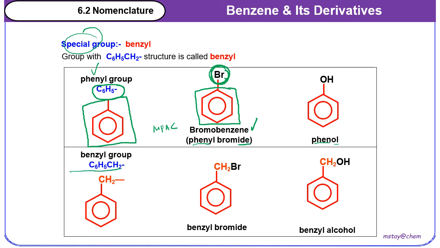For another condition, we know it as benzyl. Benzyl means a benzene ring attached with a CH2. So this one will be known as benzyl bromide and benzyl alcohol.